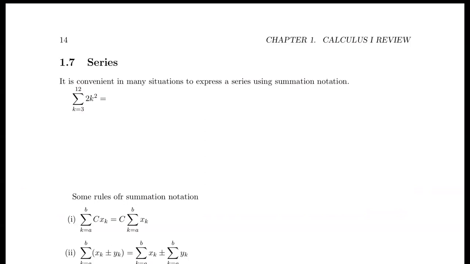So what that means, we're going to start from 2 times 3 squared, right? And we're going to keep on increasing this. So 2 times 4 squared plus 2 times 5 squared.